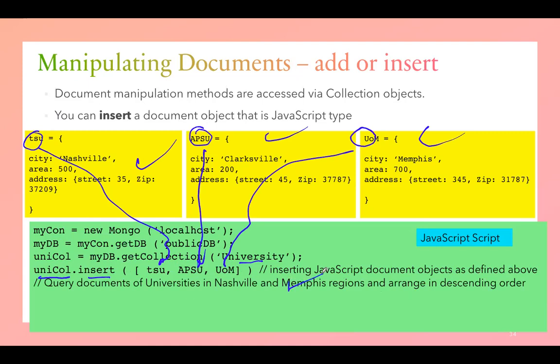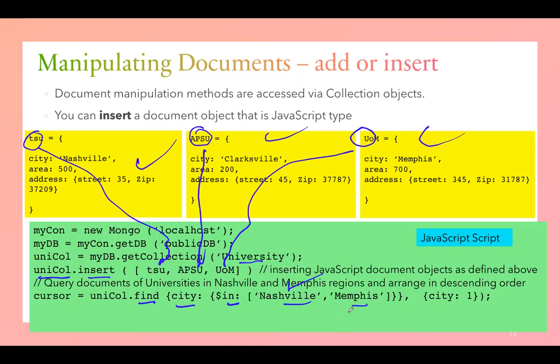So query documents of universities in Nashville and Memphis region and arrange in descending order. So this is a query task. How would you do the query? Right? So first of all, you can create a cursor object. So you find what? Where city in Nashville and Memphis, and what? You want to arrange the documents in a descending order of what? The city. So by descending order, I mean alphabetically you are ordering. So I think it will be -1. Is it -1? Yeah, descending is -1, I guess. That I have seen last time. Okay, this should be put -1. Good catch. I think that's easy.